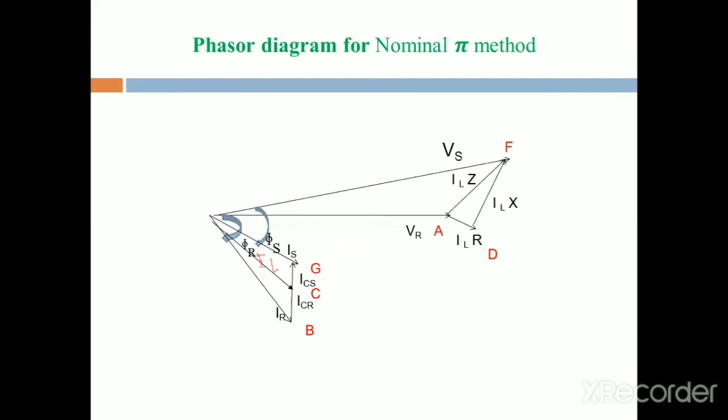The phasor diagram and equivalent circuit diagrams are very important in the case of short and medium transmission lines. By using this phasor diagram and equivalent circuit diagrams, we write down the voltage regulation and efficiency formulas, and also sending end current and receiving end current, sending end voltage and receiving end voltage. All these formulas are obtained by using these phasor diagrams and equivalent circuit diagrams.